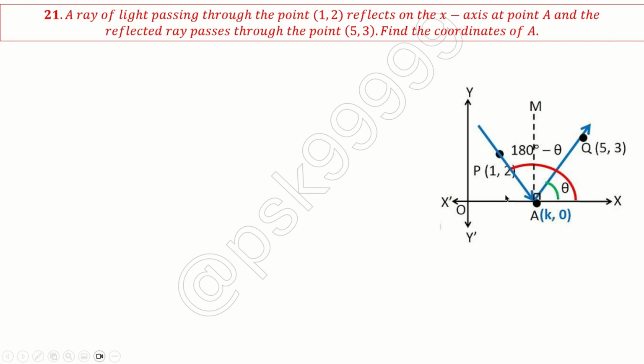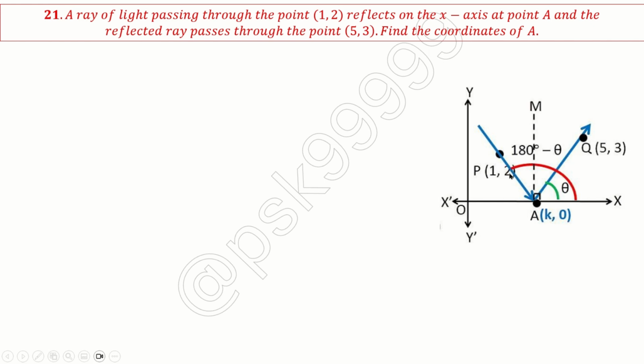So this is simple actually. The ray is coming like this, and at k comma 0 it is reflected back. Let's say this is making theta angle, the reflected light making theta angle. The original line makes 180 minus theta. Correct? This is also theta. So this is 180 minus theta.